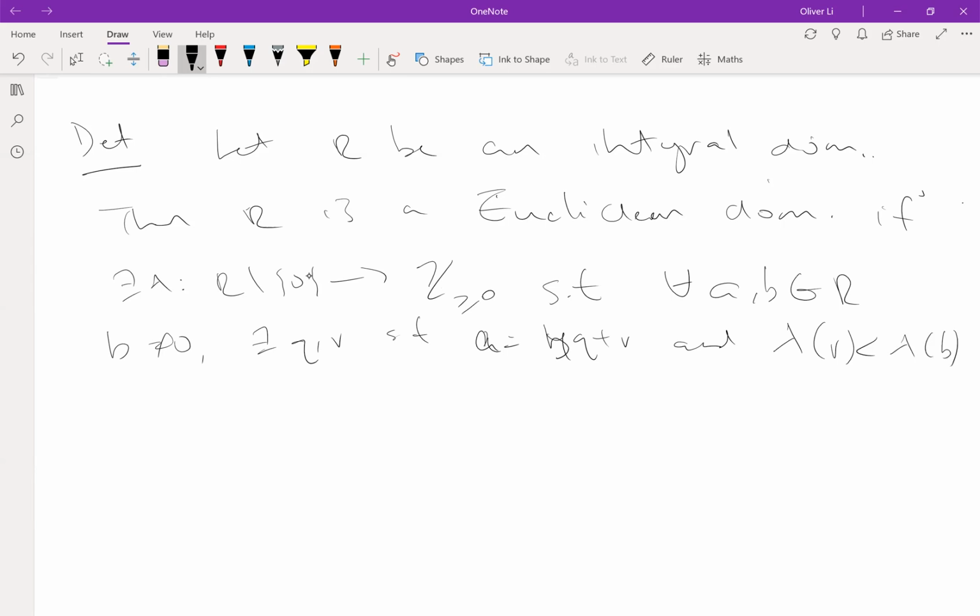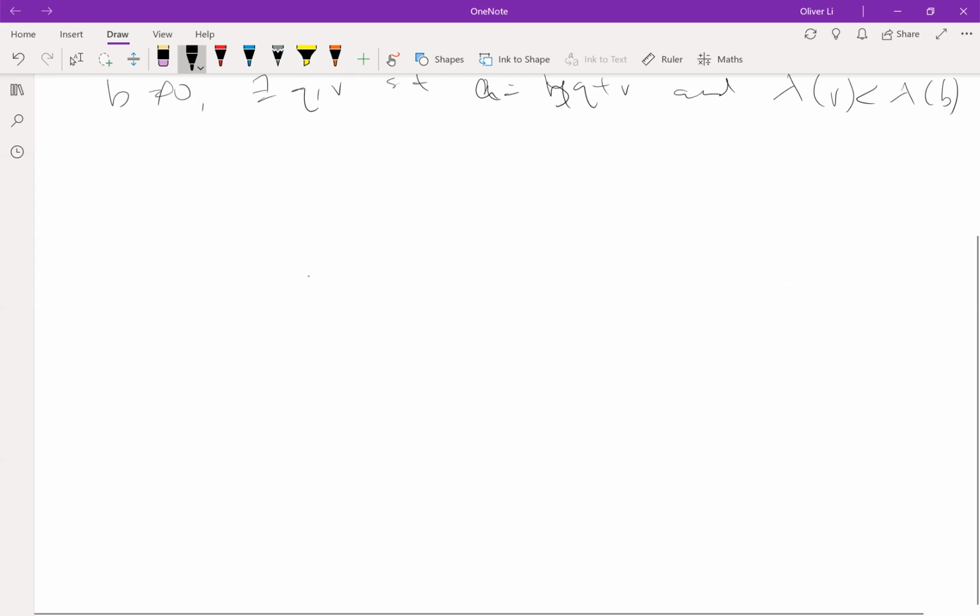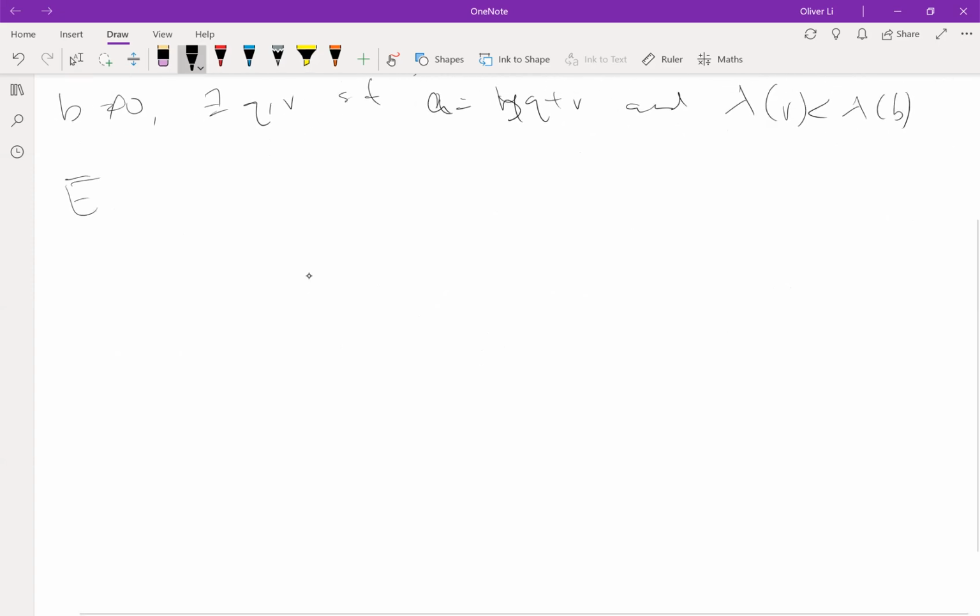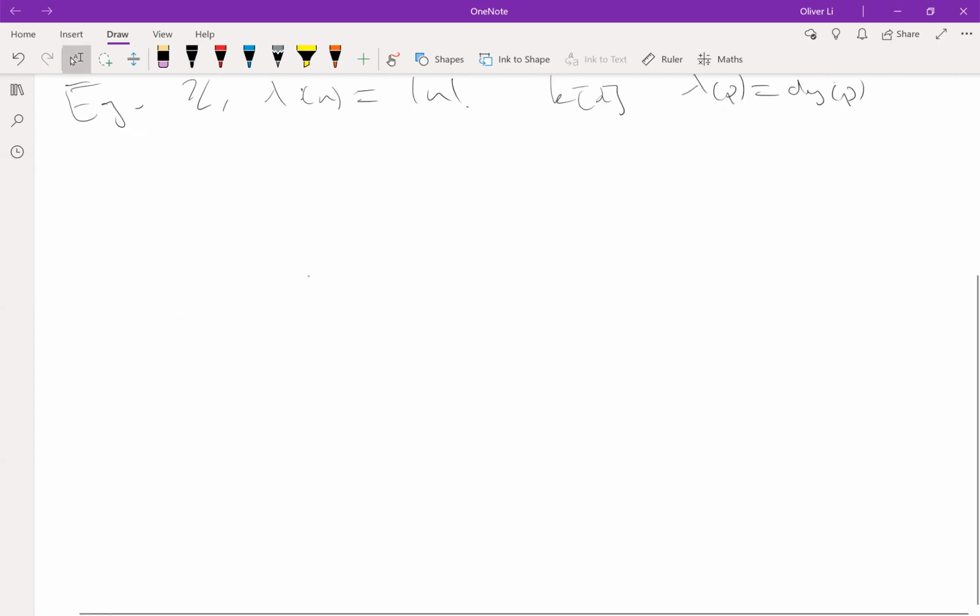You can see this should be quite familiar. A couple of examples: first, Z, where we take lambda of n to be equal to the absolute value of n. The second one is k[x], the polynomials over some field k, where we take lambda of p to be equal to the degree of p. I'm assuming everyone has done the Euclidean algorithm, so that's where the name comes from. It's simply a domain in which you can do the Euclidean algorithm.